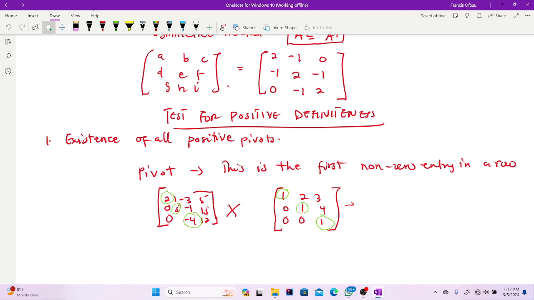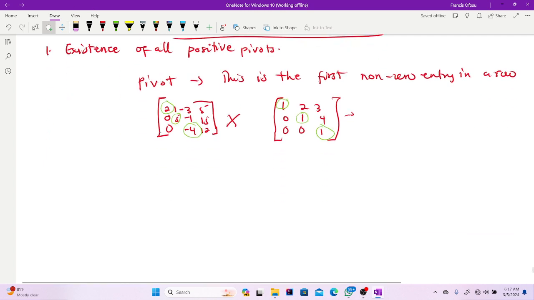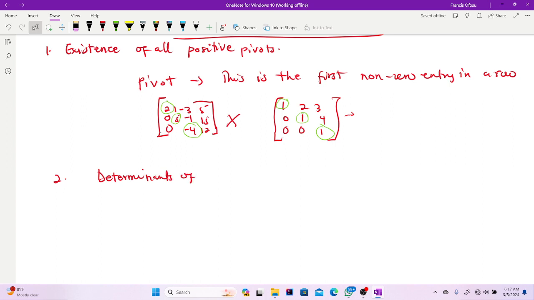So once you identify that all the pivot elements are greater than 0, or are all positive, then we move to the second test. So what's the second test? For the second test, we are going to use the determinant. The determinants of all upper left sub matrices are positive.